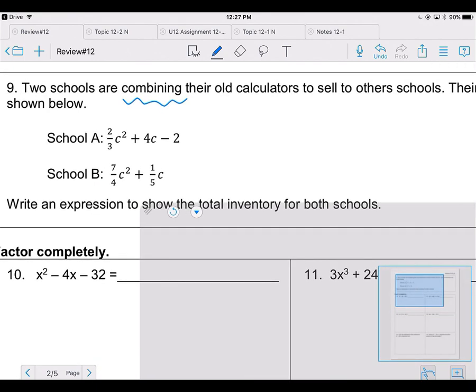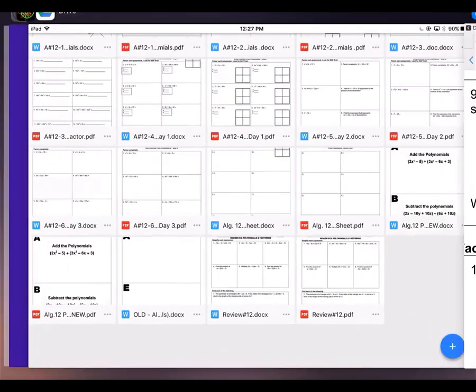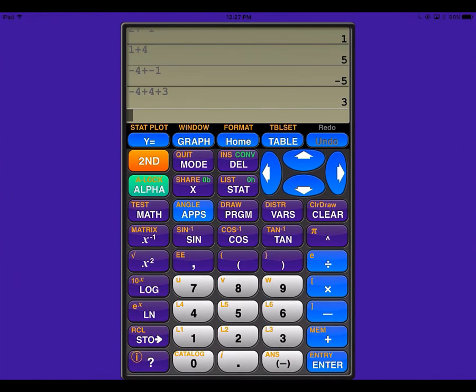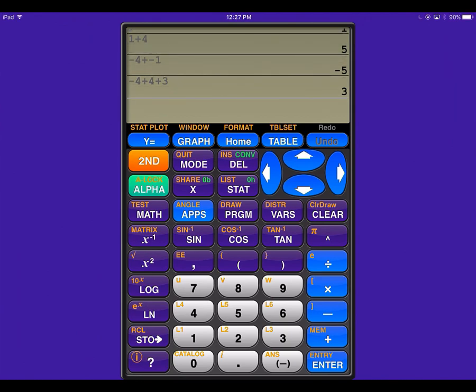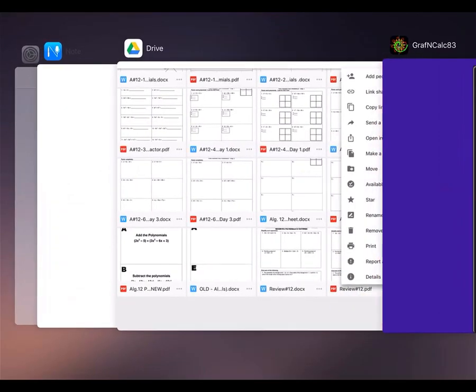So we're basically adding like terms. So we have 2/3 c squareds, and we're adding 7/4 c squareds. So my total c squareds will be 2/3 plus 7/4. So in my calculator, I do 2/3 plus 7/4. Remember, you can do the alpha y equals to put these into fractions, or once you get a decimal answer, math enter. And we get 29/12.